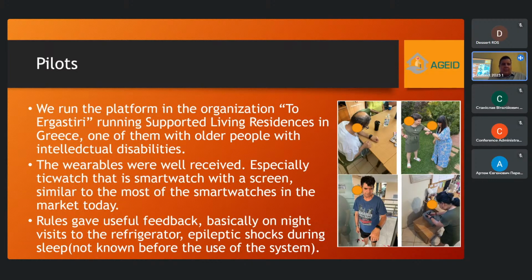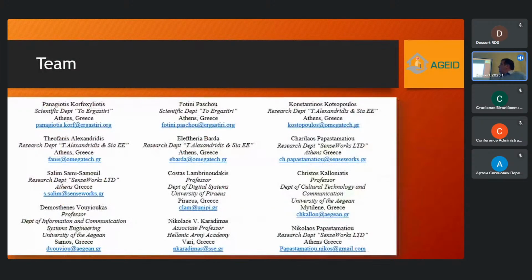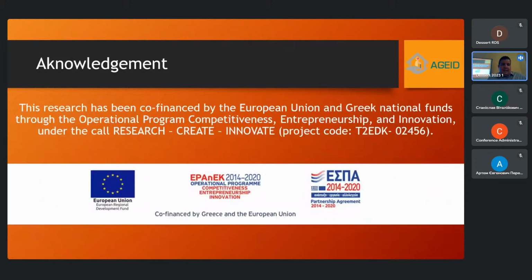Yes, that's all. This is the team that worked on this project, and it was co-financed by the European Union through a Greek research program called Research Create Innovate, and it was 80% funded. Thank you. If you have any questions, I'm happy to answer.